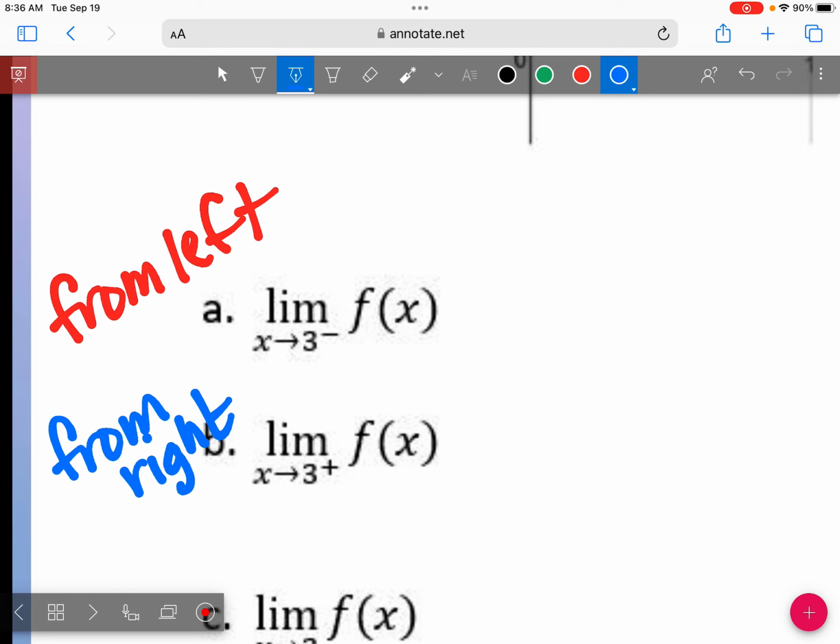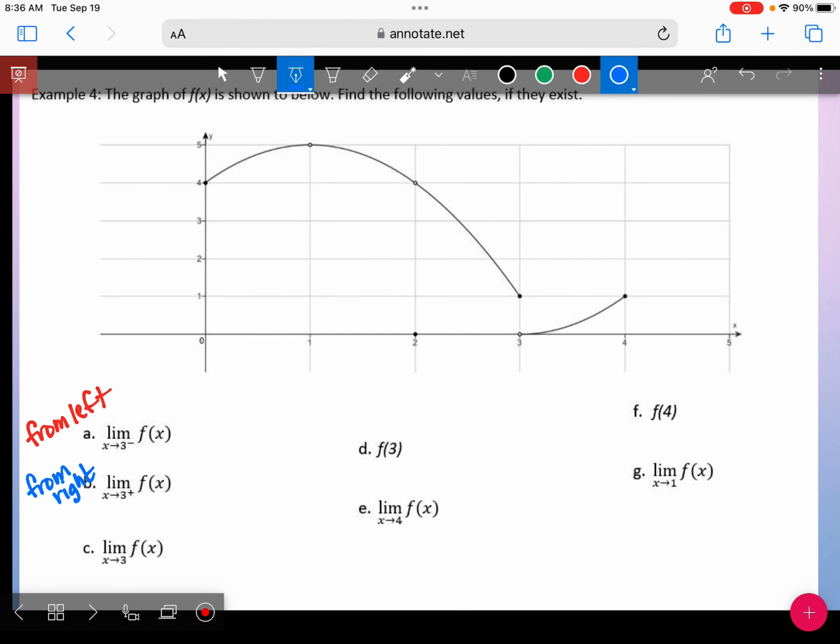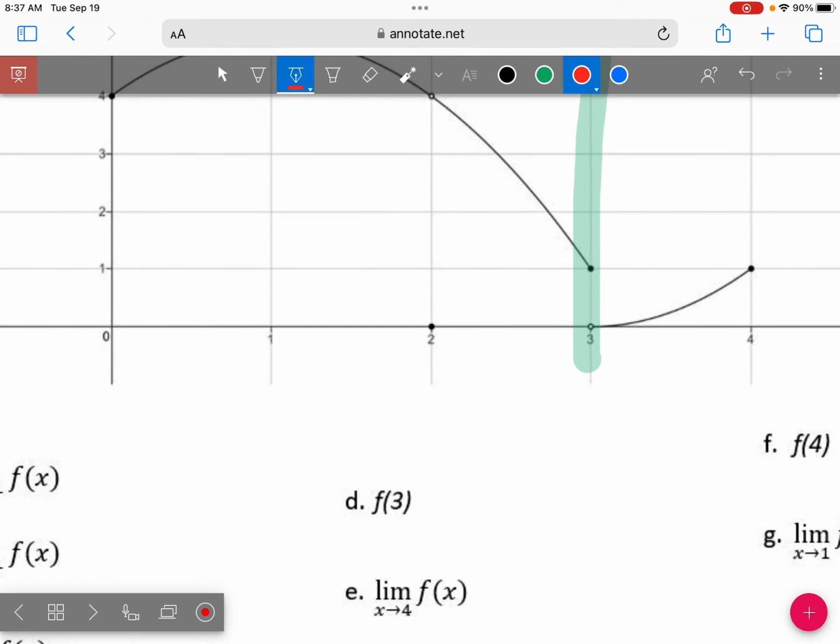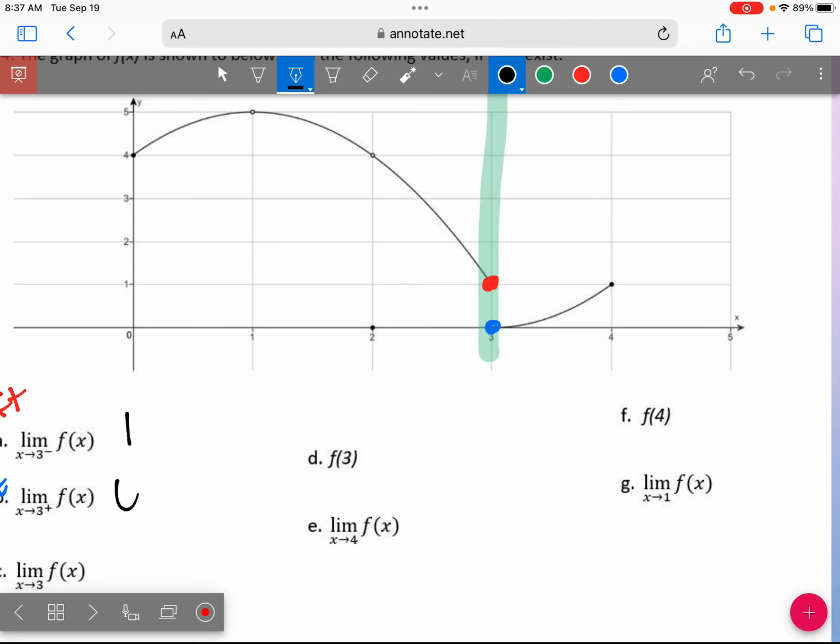So I'm going to draw in a vertical line at 3. On the left side of the wall, the graph is hitting right here on the left. And the graph is hitting right here from the right. So you should have 1, 0, does not exist. Who had that? 1, 0, D and E.